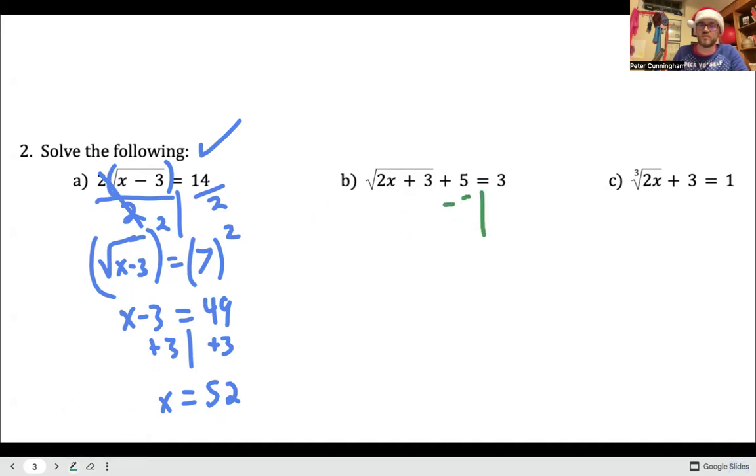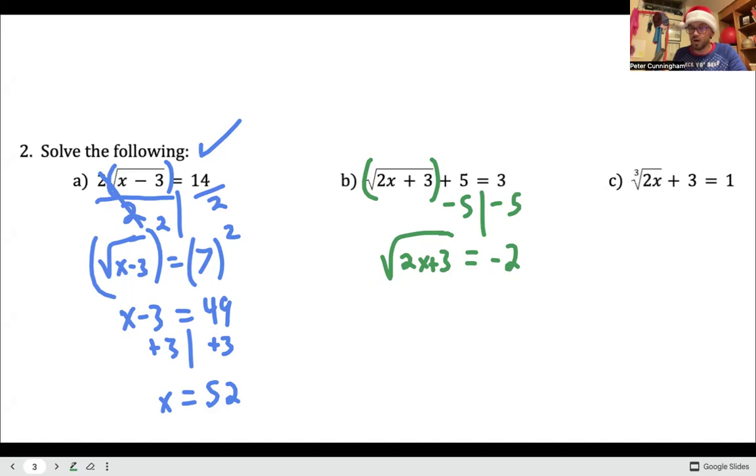Let's take 5 away from both sides, right? Because I'm still thinking of this like it's a parentheses. That means it's the last thing I undo. Take 5 away, and now you have negative 2 equals square root of 2x plus 3. Now that should be a red flag right there. Are you ever going to take a square root and get a negative?